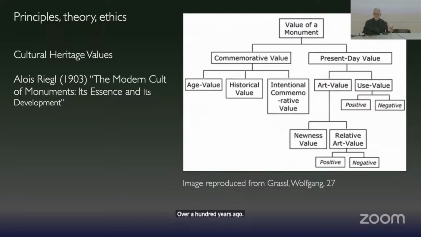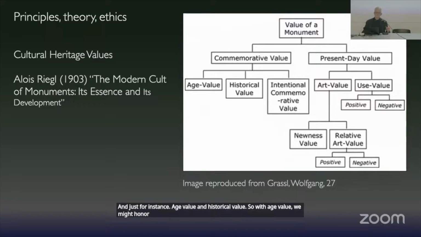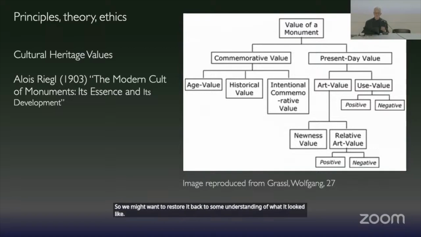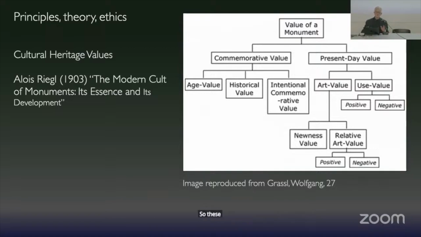Or just for instance, age value and historical value. With age value, we might honor an object in a state of decay or ruin and value it as such. With historical value, we might honor the period in which it was created. So we might want to restore it back to some understanding of what it looked like. So these values and decisions about the values guide us in our conservation work.